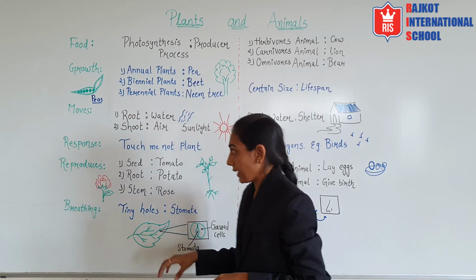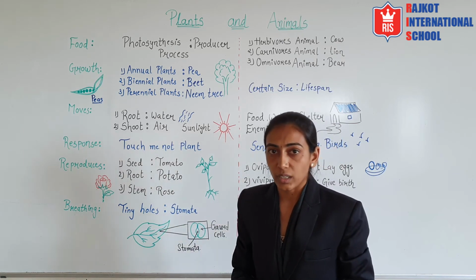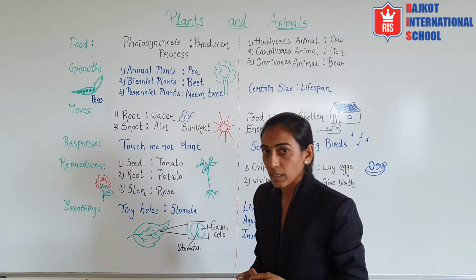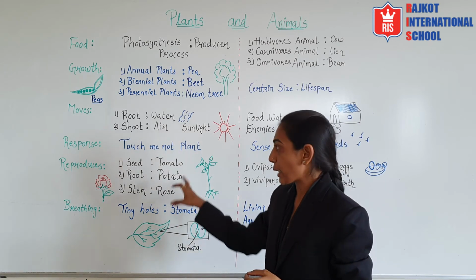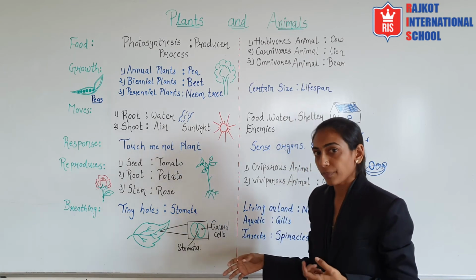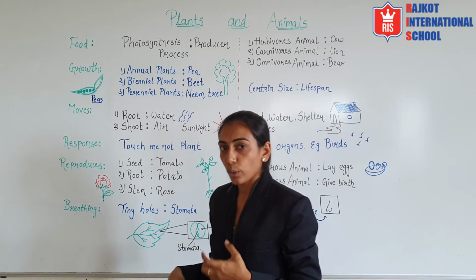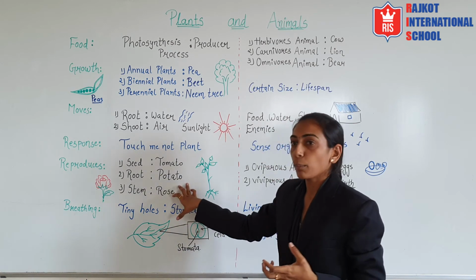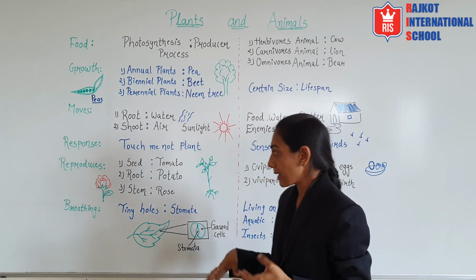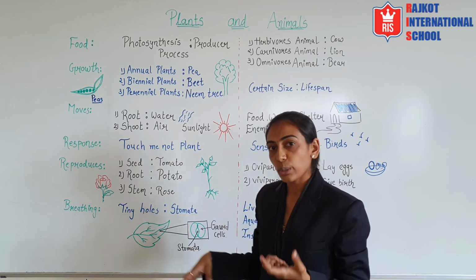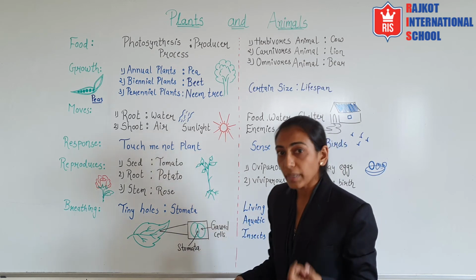Next difference is reproduction. Plants can reproduce in three ways. First, through seeds. Mostly plants reproduce through seeds. Say for example, tomato, papaya, etc. Next, through roots. Plants can also be produced through roots. Say for example, potato, carrot, radish, etc. Third is through stem. Plants can also reproduce through stem. Say for example, rose or mint.